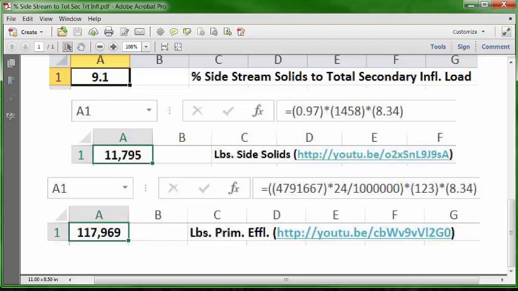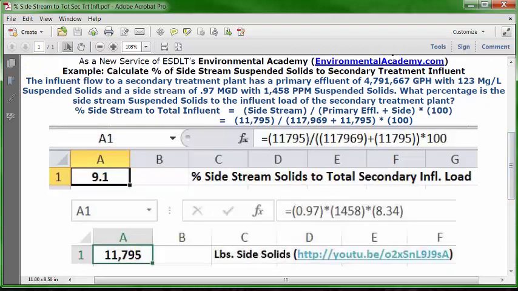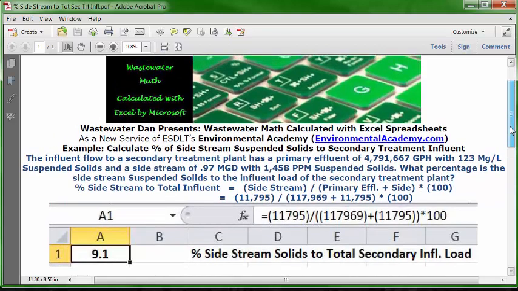So the two data points that we have to calculate the poundage for are the primary effluent suspended solids and the side stream solids. Because we have to have a common time element for the poundage calculations, I'm using pounds per day for each of these calculations. The pounds of primary effluent is this bottom URL, and the answer is 117,969 pounds. The calculation of pounds of side stream solids is this URL in the formula. This answer is 11,795 pounds. So what I'm going to do is insert those values into our basic formula.